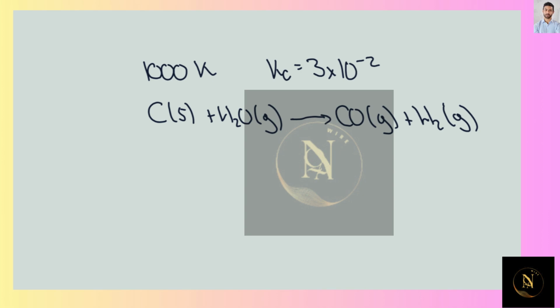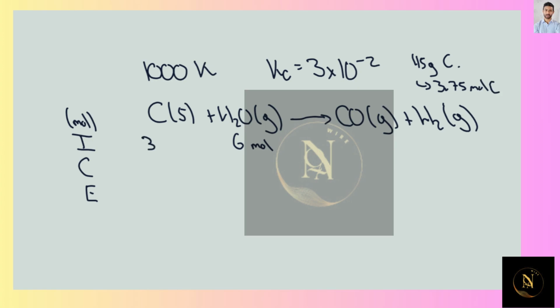which is obtained by heating initially the following quantities. We had 6 mole of steam, 6 moles, and in the case of carbon as a solid, we have 45 grams of carbon. Remember that carbon has a molar mass of 12 grams per mole, so this is equal to 3.75 mole of carbon. Okay, so initially we have 0 and 0 of each of them.